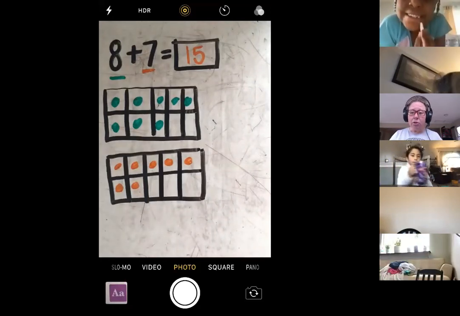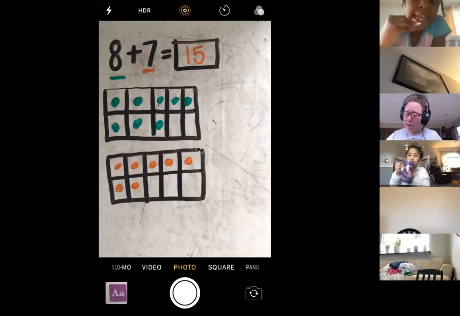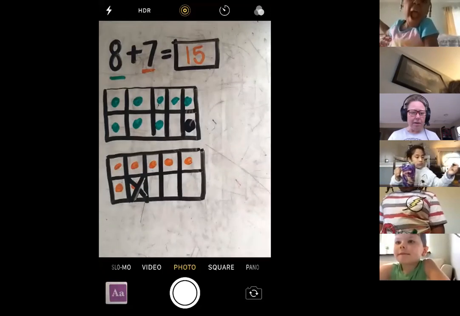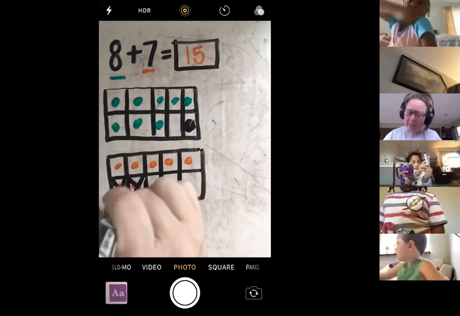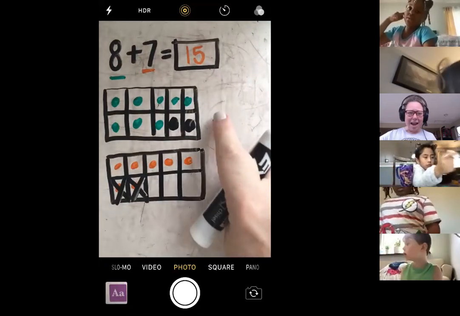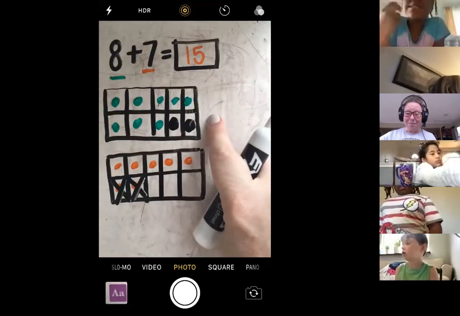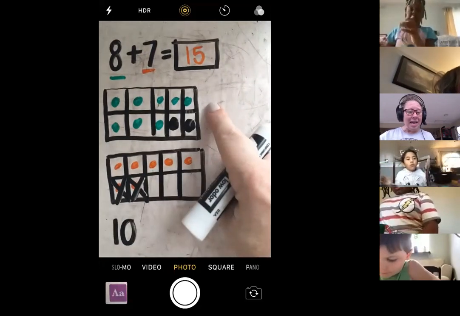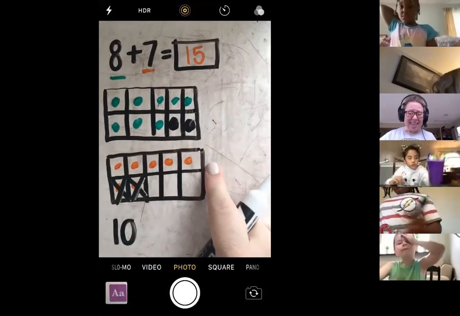Ready? Hey, Asa, mute yourself, please. So I'm going to take this one right here, and I'm going to move it up there. And I'm going to take this one right here, and I'm going to move it up there. Now, do I have a full 10 frame? Yes, I do. So my new equation is going to be 10 plus how many?